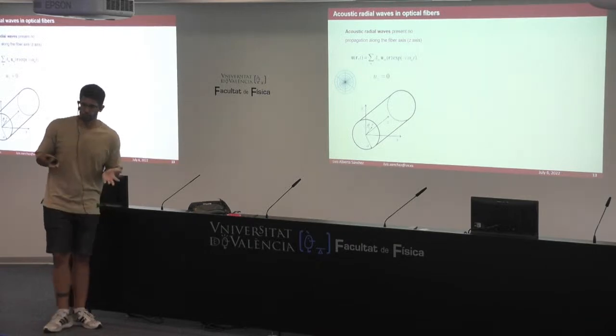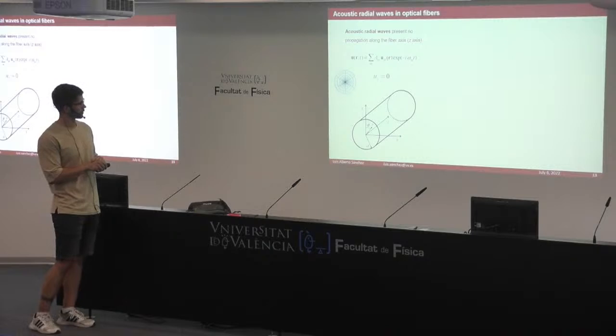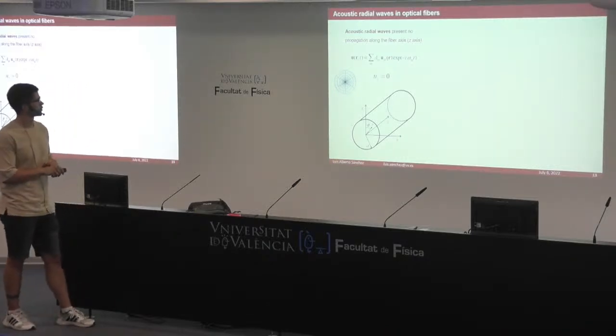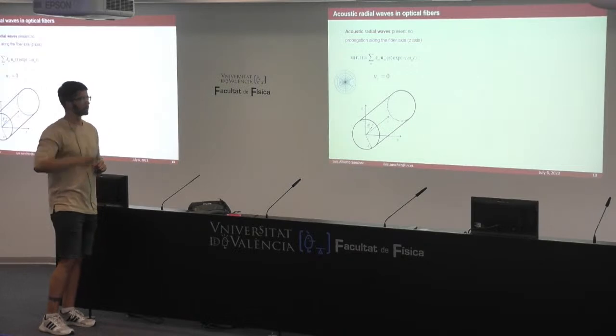So as I told you before, acoustic radial waves are waves that do not propagate in the fiber axis, in the zeta direction. So they only have components, let's say, in the x and y, or in the radial and the angular directions.